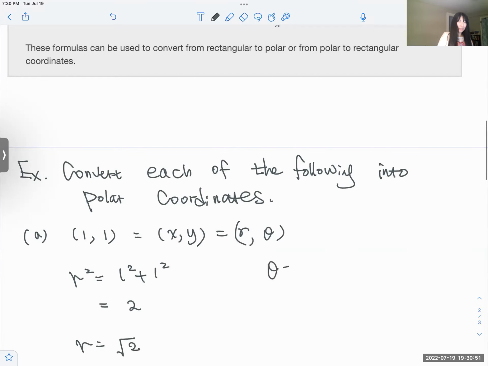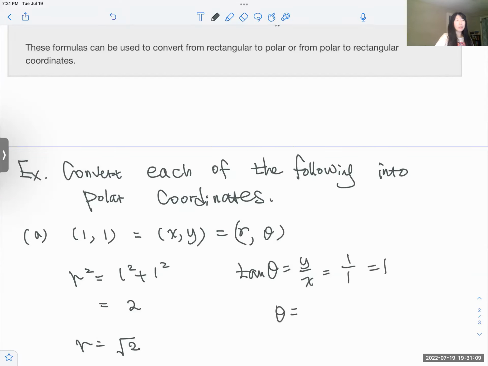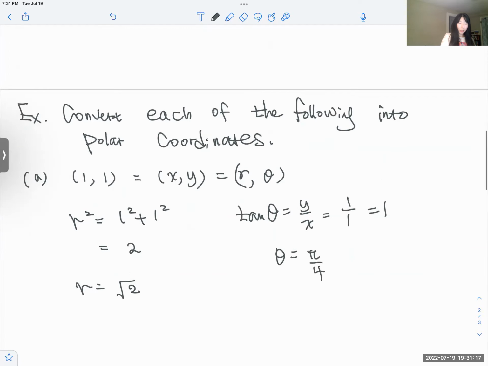Okay, theta. Theta will be what? Tan theta is y over x, which is 1 over 1, which is 1. What will theta be? Pi over 4. Very good. So we're gonna have r, theta, which is the polar coordinate, square root of 2 and pi over 4. Very good.